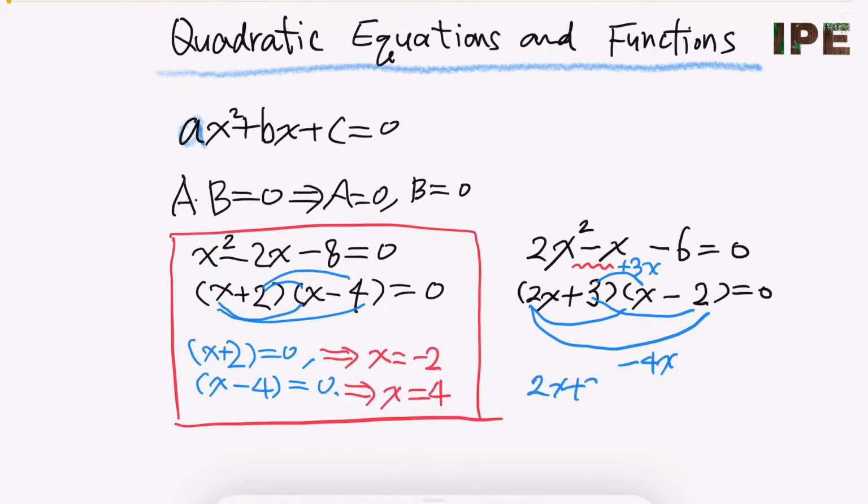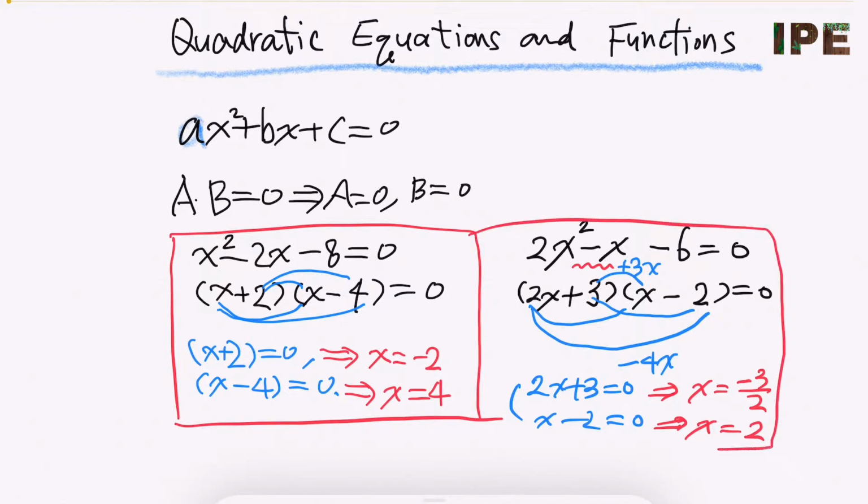So what is the answer? 2x plus 3 can be 0, or x minus 2 can be 0. Each factor is 0. From the first factor, x equals negative 3 over 2. From the second factor, x equals 2. So we found two solutions of this quadratic equation, which is x equals negative 3 over 2 and x equals 2 by using factoring. It is very easy, right? So first way to solve a quadratic equation is using what? Factoring.